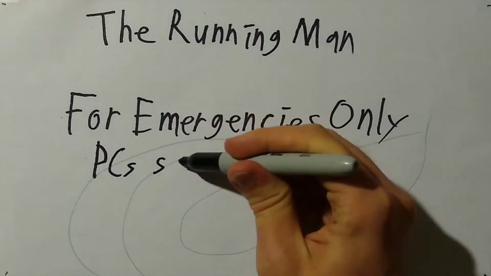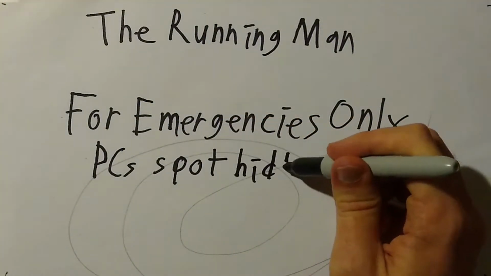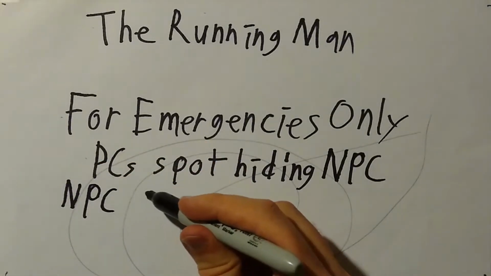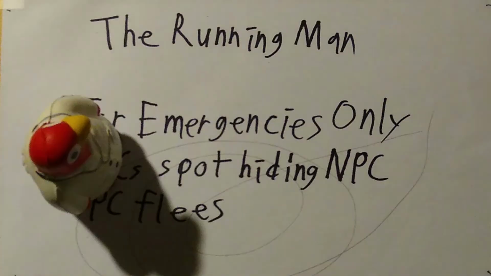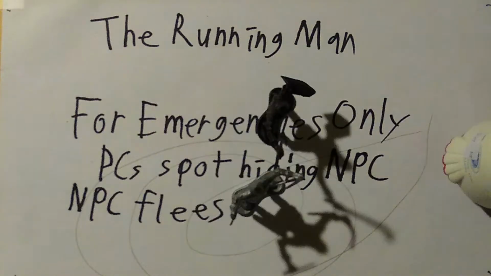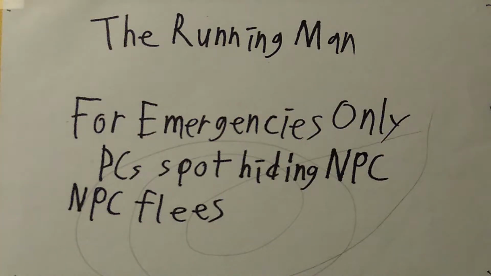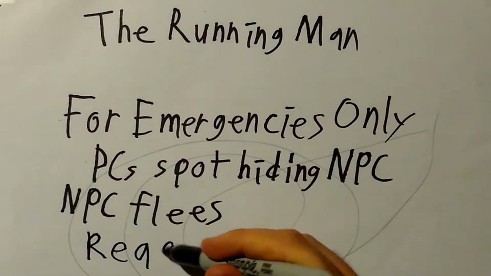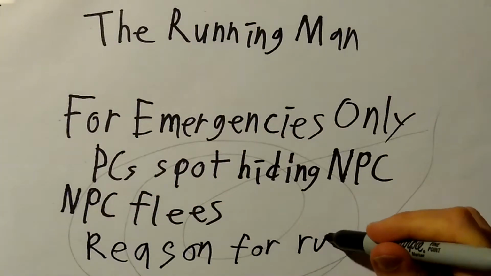To deploy a running man, just have the PC spot someone that was hiding, and have the NPC start running. I promise, the players will give chase. You can use this chase to get the players where they need to be. Just make sure you have a reason for the NPC when they do catch them, because the players will catch them.